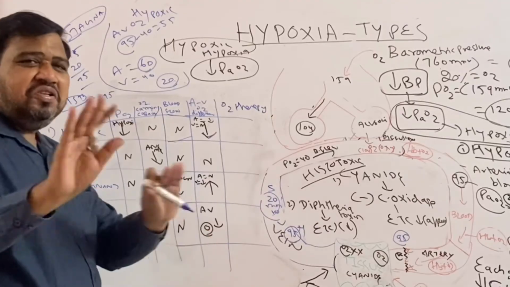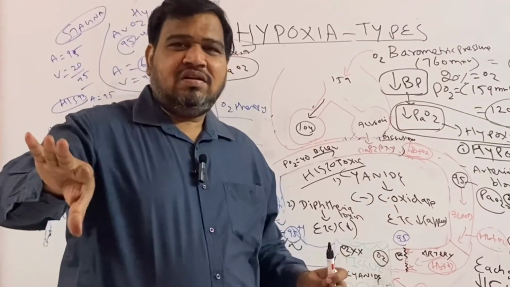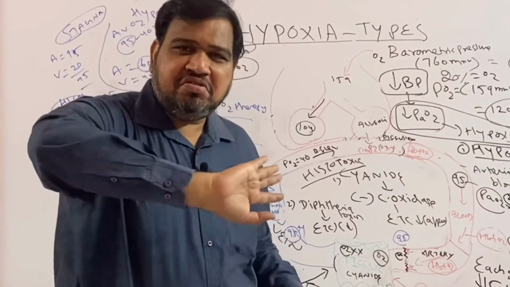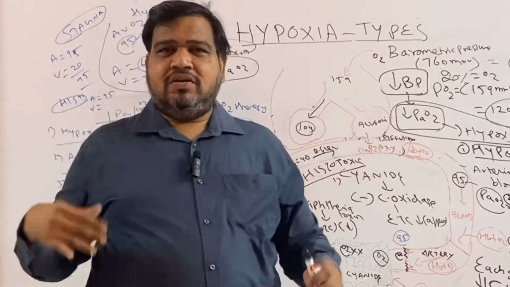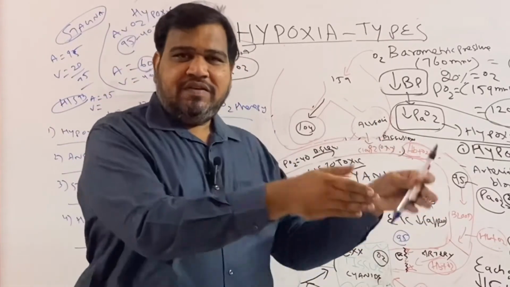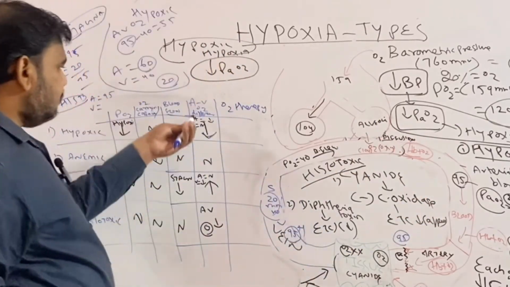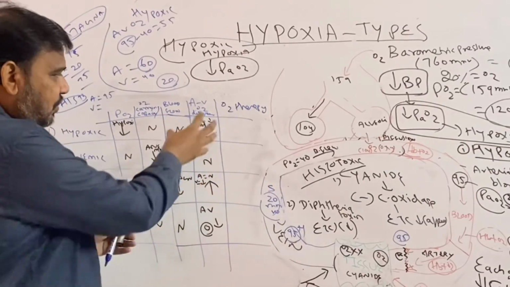The reason is tissue is simply not taking oxygen. Whatever oxygen is coming to the tissues is not being utilized. It is coming to the vein. So 95, 95. 95 minus 95 is 0. Very simple. So this is very difficult, so try to understand this.